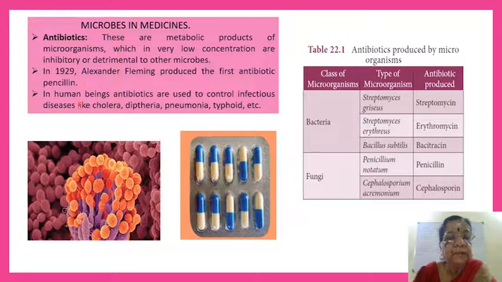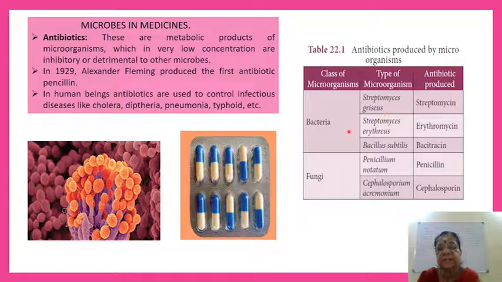Right? So in humans, antibiotics are used to control infectious diseases like cholera, diphtheria, pneumonia, typhoid, etc. These are examples of diseases. I hope you understand. So this is microbes in medicine. இது வந்து சும்மா ஒரு antibiotic example. Okay. Now, how are these antibiotics produced?